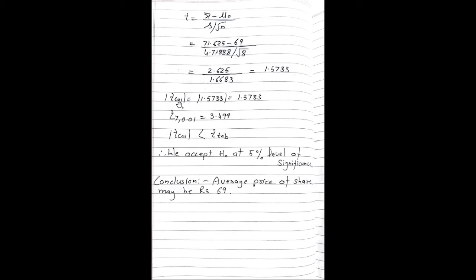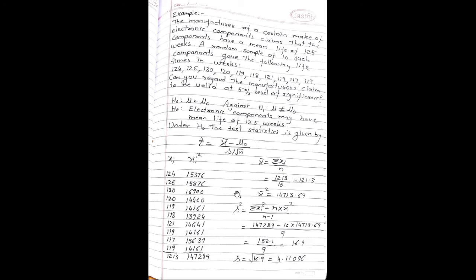So mod t calculated is equal to mod of 1.5733, which is equal to positive 1.5733, and table value of t for 7 degrees of freedom and 1% level of significance is 3.499. So we can say mod t calculated is less than t tabulated. Therefore, we accept H0 at 5% level of significance. Conclusion: average price of a share may be ₹69. See the next example.